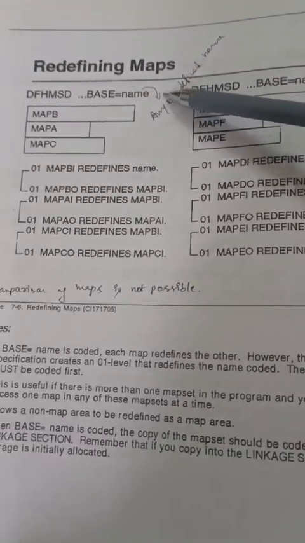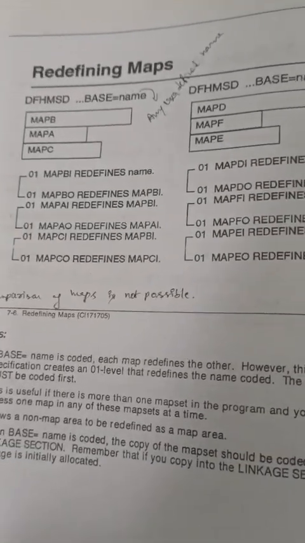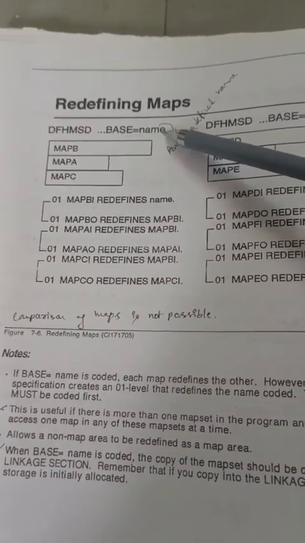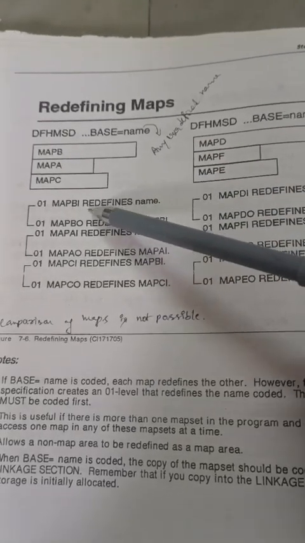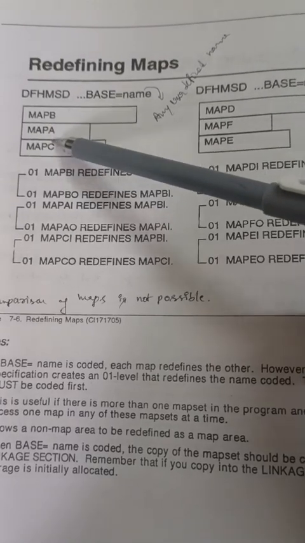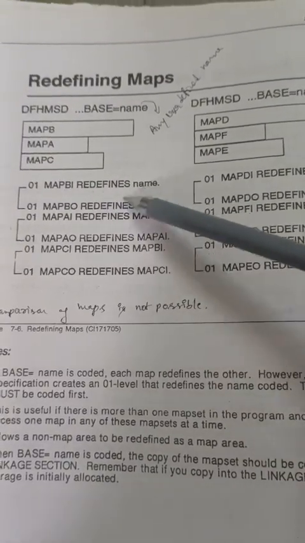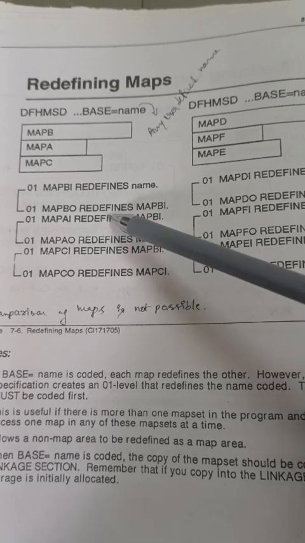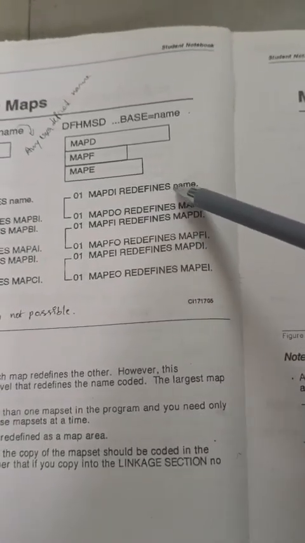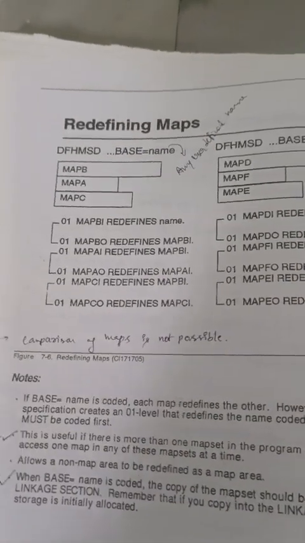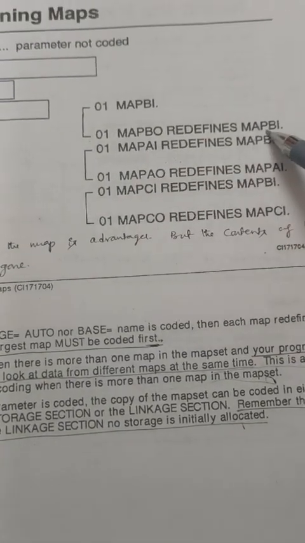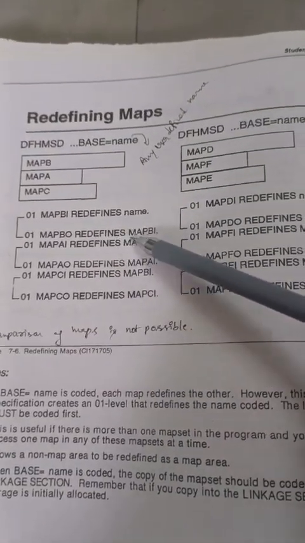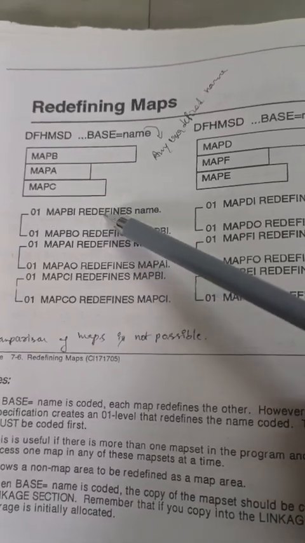Another parameter is DFHMSD with the storage parameter. Whenever BASE equals a name is mentioned, the map will redefine the symbolic map. Here you can see the largest map coded first in the order: BI redefines the name, BO redefines map B, and similarly map DI redefines with a name here. But how can we refresh the previous one? Here BO redefines map BI, but the output field redefines map I, and here the input also redefines with the name.